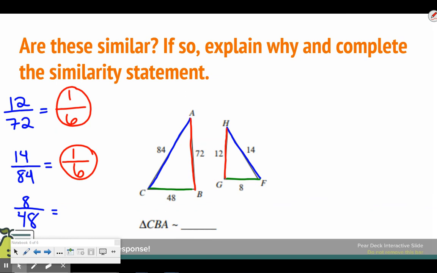Now, even though we know two of them, we have to check all three to make sure. Sometimes it's a pesky last one that just doesn't match up. 8 goes into 8 one time, 8 goes into 48 6 times. Since we have the same scale factor, they are proportionate. So we have to complete the similarity statement. CBA would be similar to FGH, in that order. It has to be FGH.